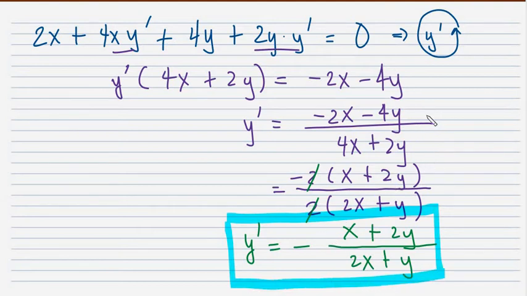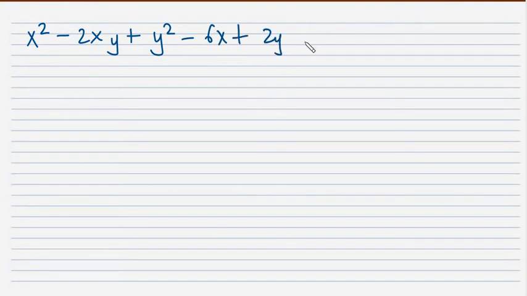Again, simply get the derivative with respect to x of each term, and then after solving that, solve for y prime. Okay, so let's go ahead and have another example. Let's say I'm given x squared minus 2xy plus y squared minus 6x plus 2y is equal to 0. So again, apply the rule, get the derivative of each term with respect to x. It is very important to differentiate with respect to x because we are solving for y prime.